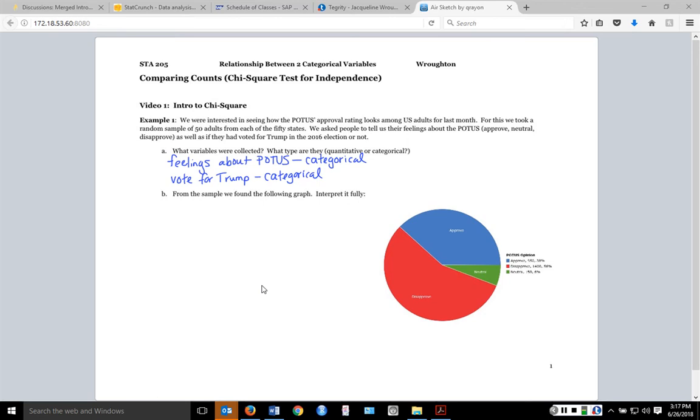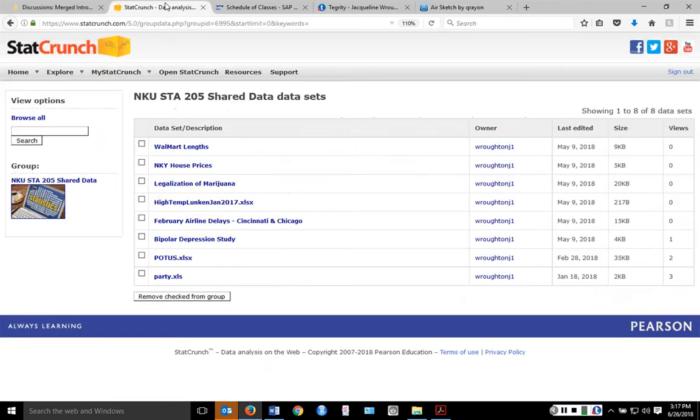But the main goal was to look at the president's approval rating. So that's what we're going to look at in our pie chart below. In this pie chart, we just looked at the approval, whether they approved, disapproved, or were neutral. First, just a reminder about how we got this graph in StatCrunch. This data set is in our NKU Shared 205 shared data set. It's the POTUS one that we see here. If I click on this, it'll just load it into StatCrunch for me.